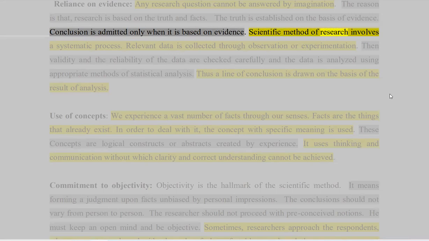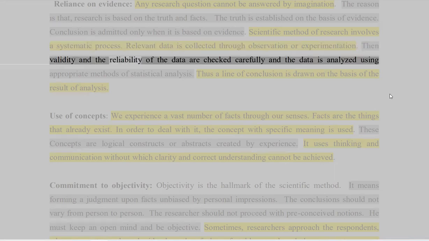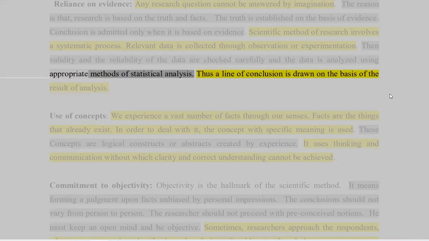Scientific method of research involves a systematic process. Relevant data is collected through observation or experimentation. Then the validity and the reliability of the data are checked carefully, and the data is analyzed using appropriate methods of statistical analysis. Thus, a line of conclusion is drawn on the basis of the result of analysis.